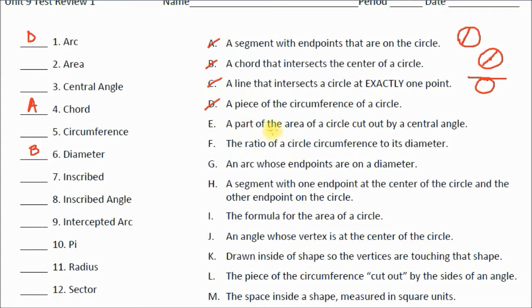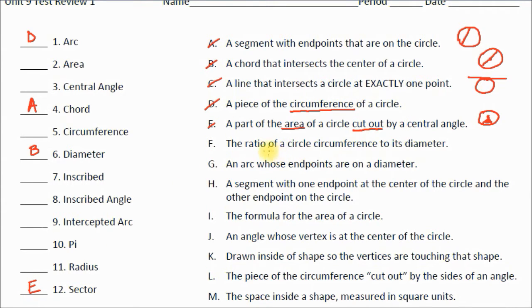Letter E, a part of the area. By the way, I put circumference here because I know it's going to be arc or something else. A part of the area of a circle cut out by a central angle. So if I've got a central angle and I cut a piece out, you can see that's a sector. I can see sector on the bottom of my screen here. So sector is E.